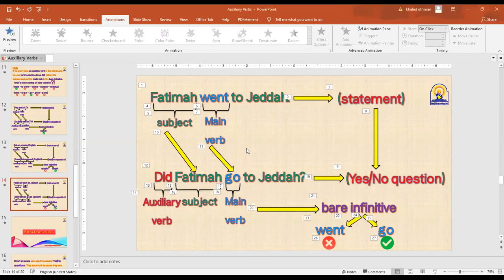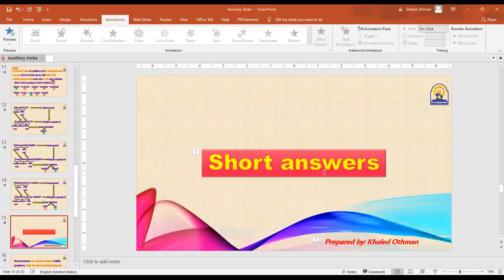Okay, guys. Our topic today is short answers. What Sathan said now was a short answer, which is yes or no. How can we make this short answer? Let's start our topic.